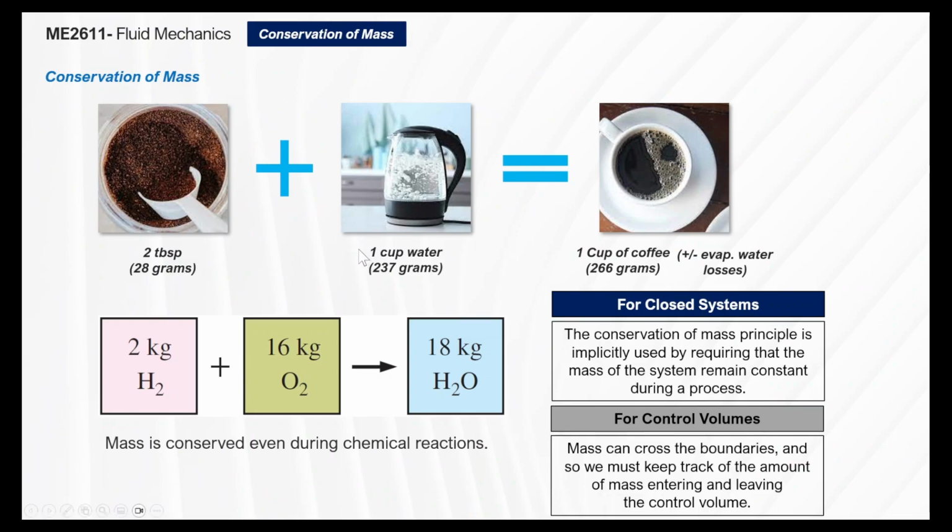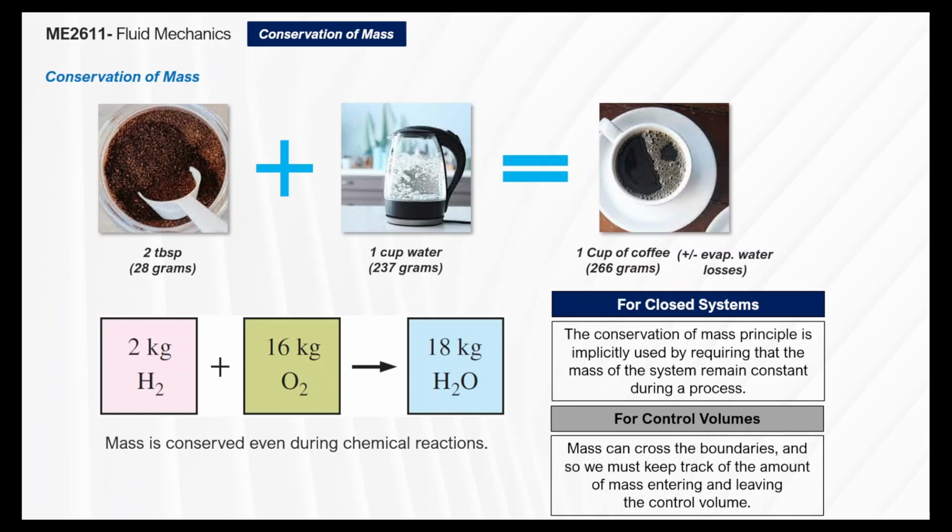So the conservation of mass, in a nutshell, is again a fundamental statement in physics. In simpler terms, the total mass of a closed system remains constant over time, whether it be a chemical reaction or as simple as making coffee. I have here a sample using the English conversion from tablespoons to grams, and a cup to grams. When you add 2 tablespoons, approximately 28 grams of coffee grounds, and 1 cup, about 237 grams of boiled water, you get 1 cup of coffee, which is roughly 266 grams, plus or minus losses from evaporated water.